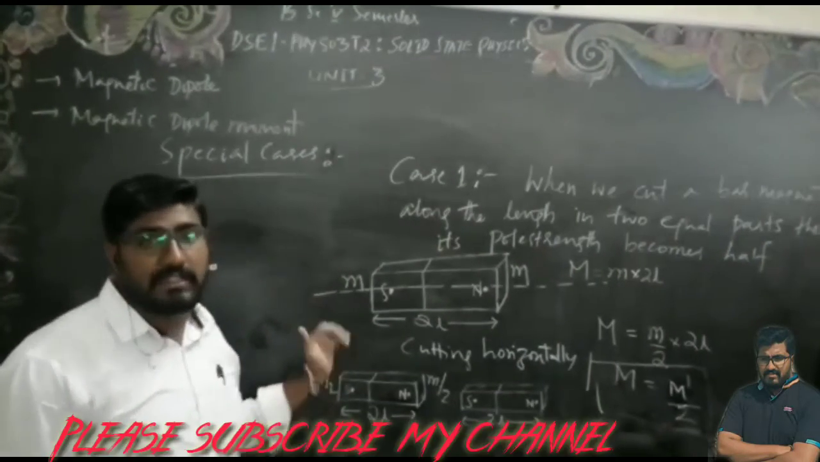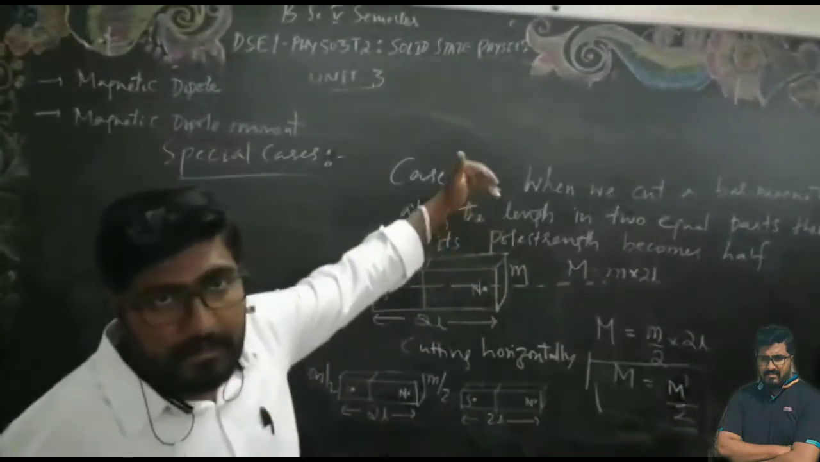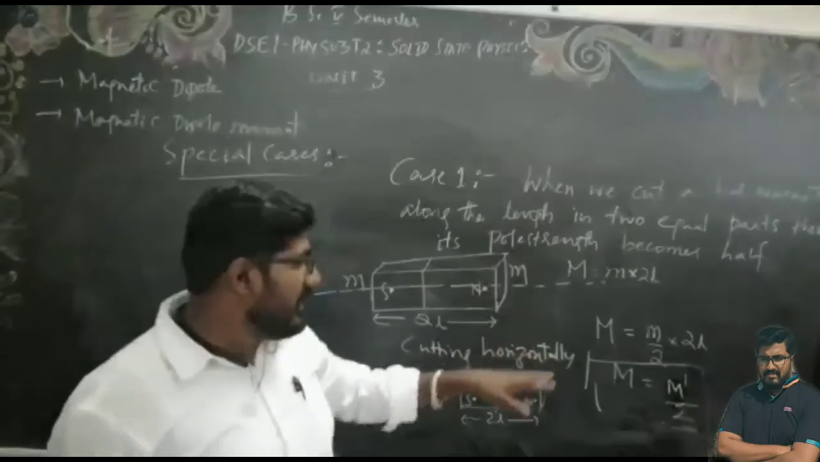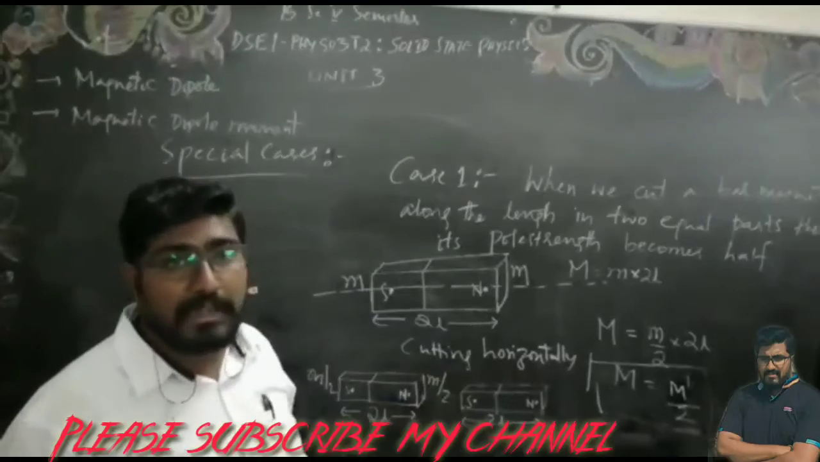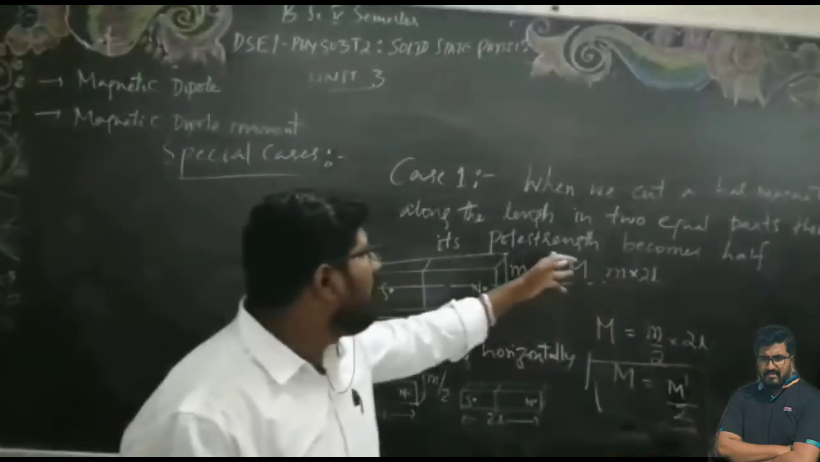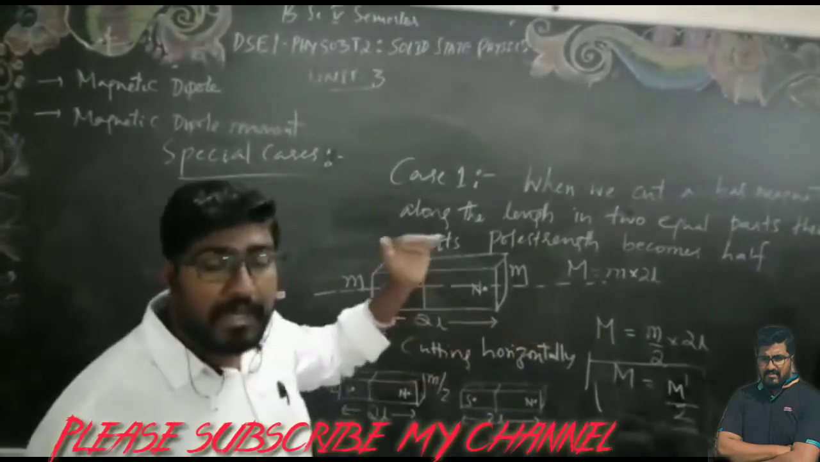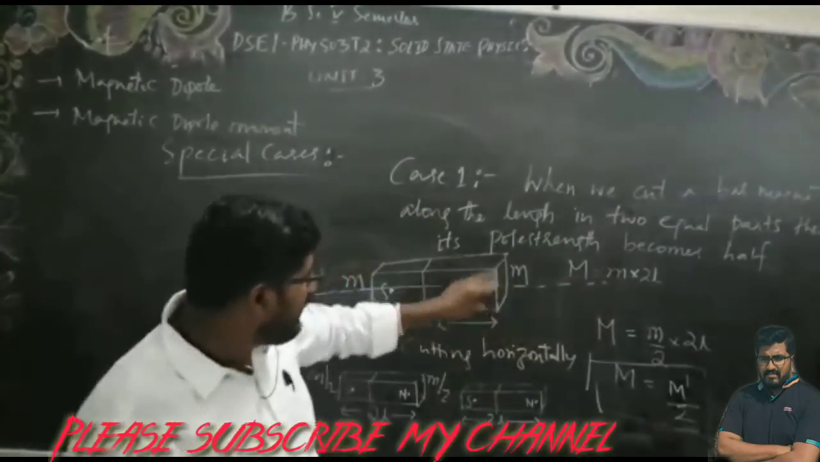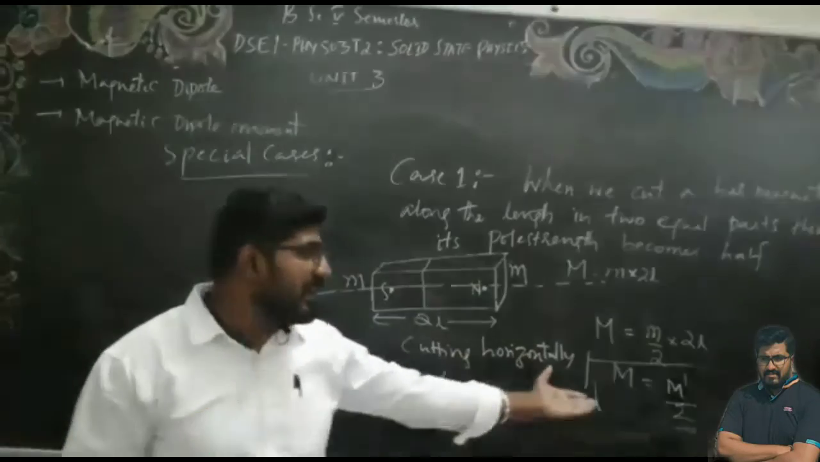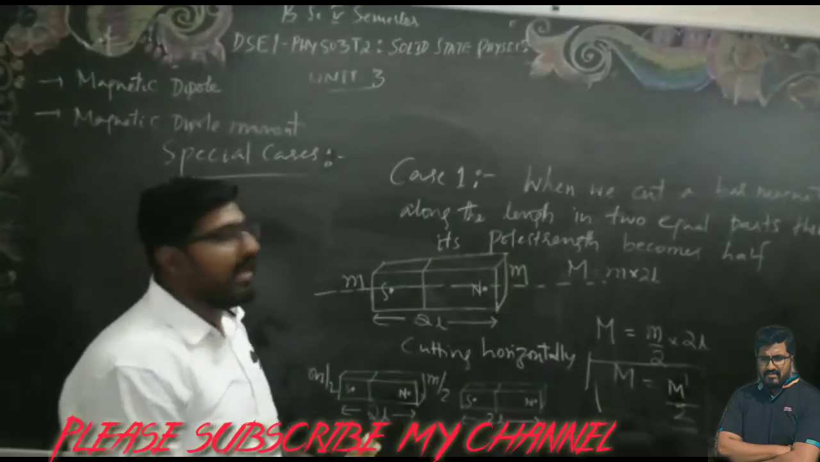It is very important in exams, especially in competitive exams. They will ask, if we cut the bar magnet, what happens to the pole strength? I have to say it is going to become half, because the pole strength depends upon the area. Here the area is reduced. Because of that, it has come to half. Okay, this is case 1.